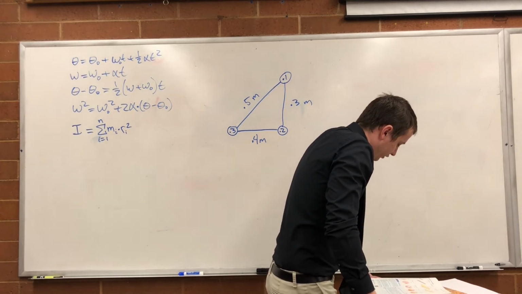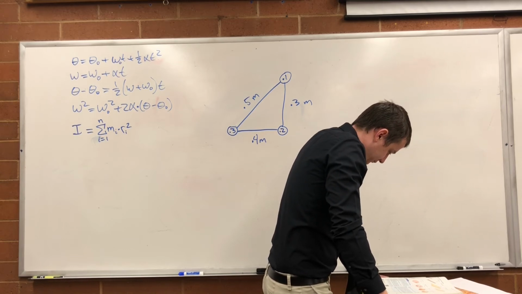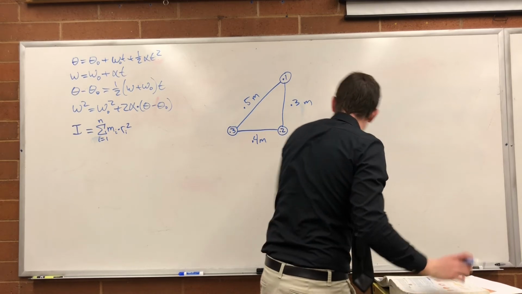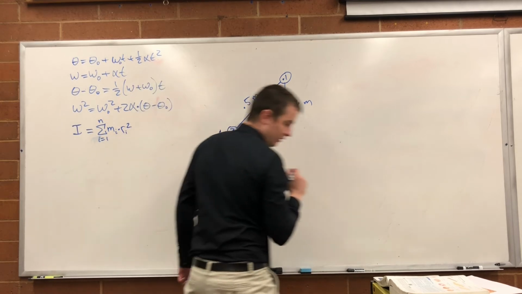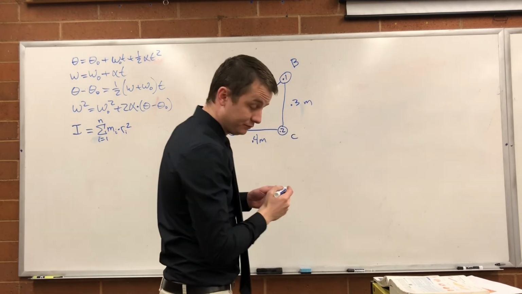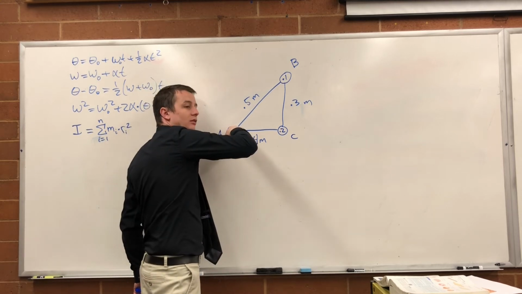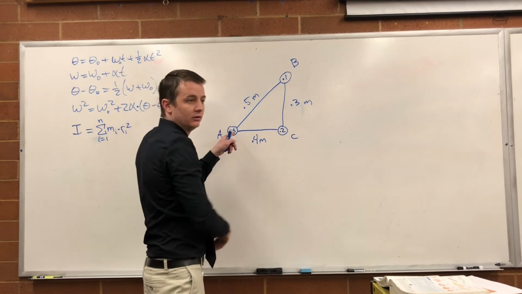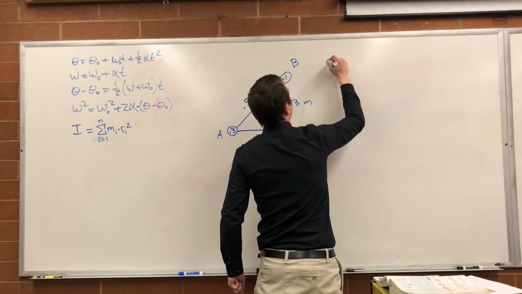What is the body's moment of inertia about the axis through the center of disk A perpendicular to the plane of the diagram? Okay, so they call this one A, they call this one C, they call this one B. Now imagine we stick a rod through A, and we rotate these pieces around that rod this way. You follow me there? Yeah. So what's the moment of inertia for part A?